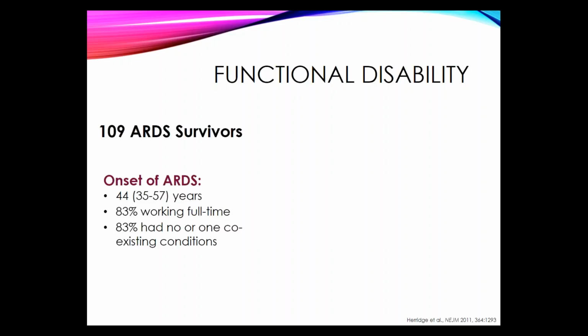So the extent to which functional disability occurs after critical illness is exemplified by seminal research led by Margaret Herridge and the Critical Care Trials Group in Canada. This group of researchers followed a cohort of 109 survivors of acute respiratory distress syndrome for up to 5 years following discharge from ICU. What's first important to highlight is that this group was very young and healthy at the onset of illness, with most of them having none or only one coexisting condition or comorbidity.